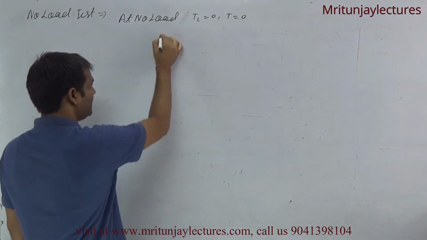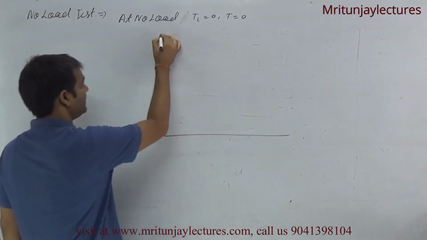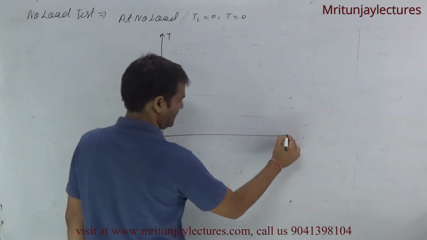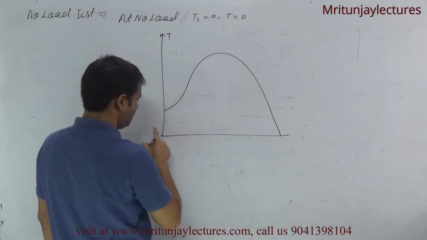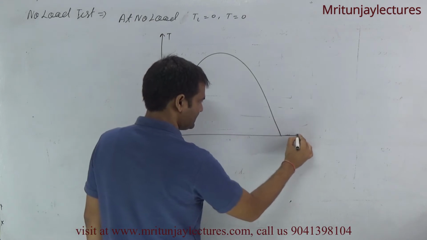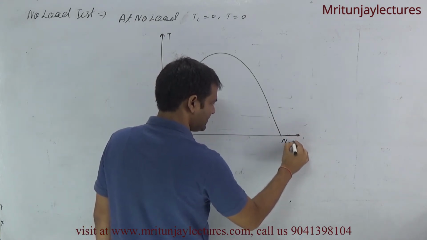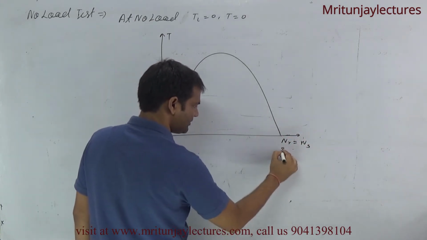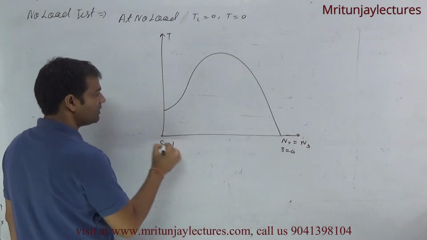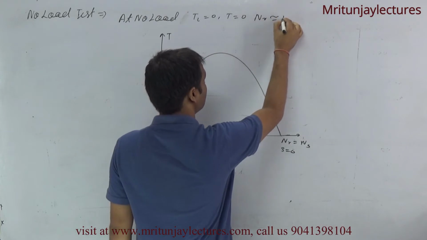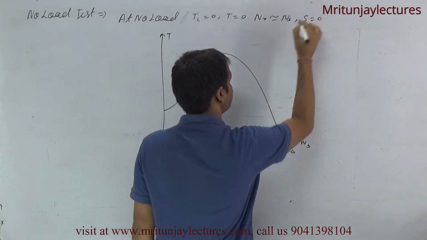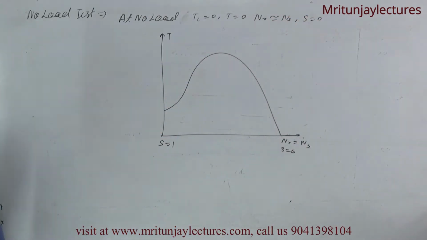T is 0, like this one. If you want to make that T, that is the torque speed characteristic, like this one. If T is 0, then NR is equal to NS. In this condition, what about slip? That is 0. This is 1. So NR is equal to NS, and slip is 0. Clear?